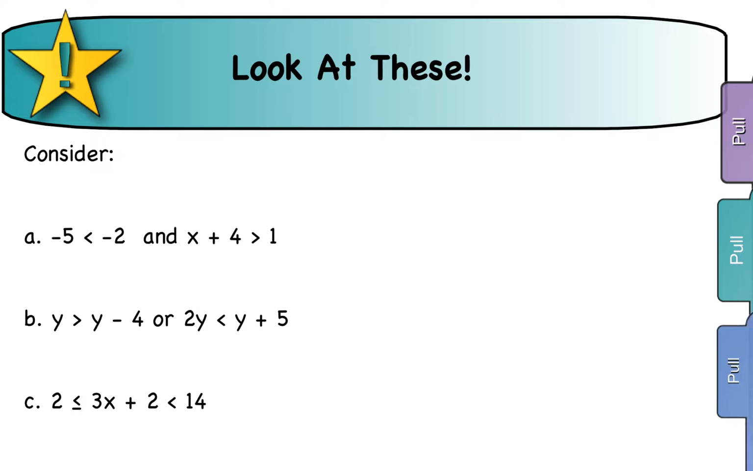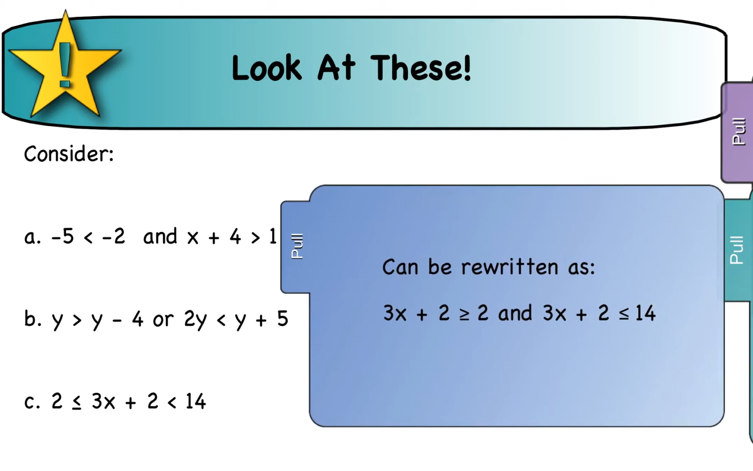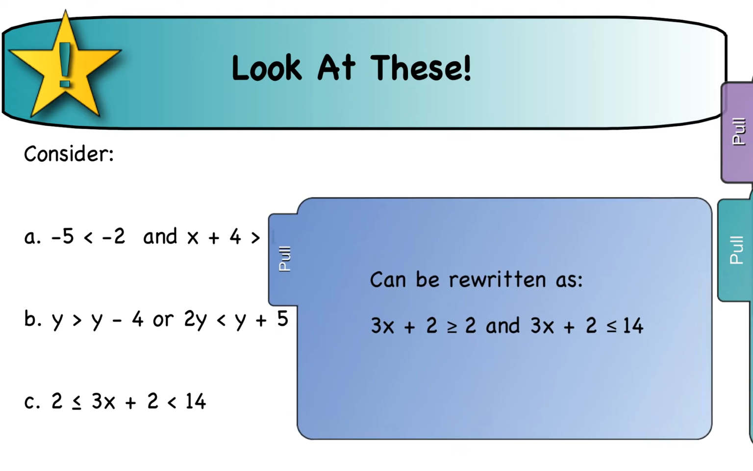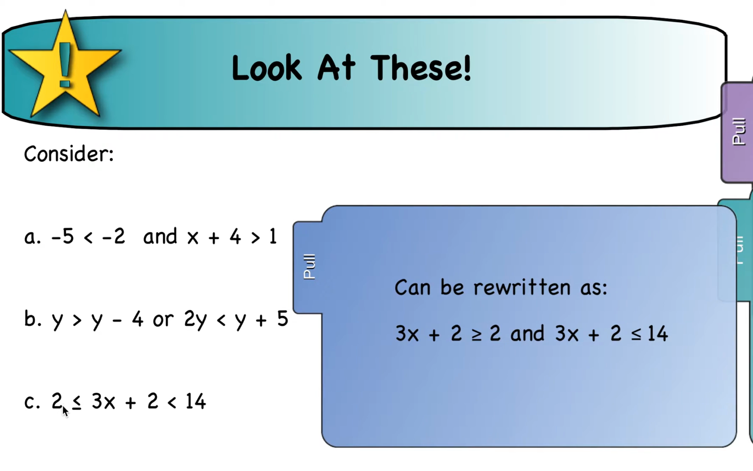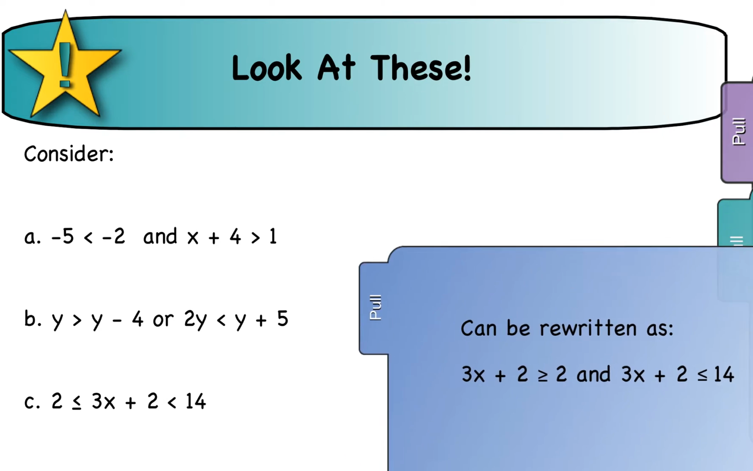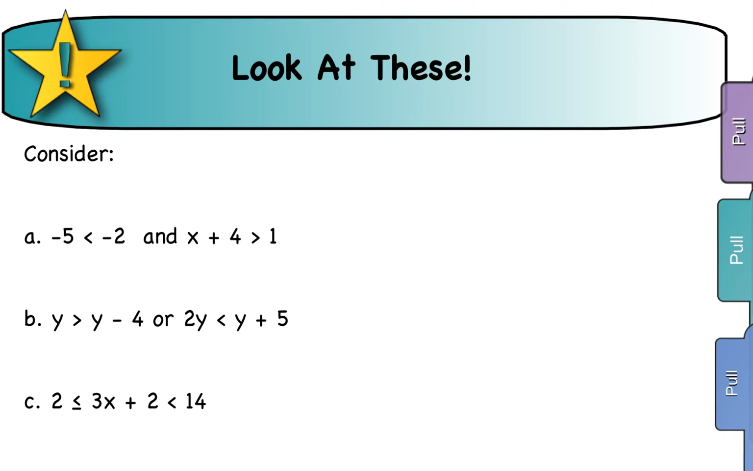And the last one, I'm not solving these, I just want to give you examples here. This one is actually two inequalities together. You'll notice we have an inequality here and an inequality here. We can write that as 3x plus 2 being greater than or equal to 2 and 2 less than 14. There's an error right here. It should just say 2 less than 14, not less than or equal to. So those are examples of the vocabulary terms from the last slide.